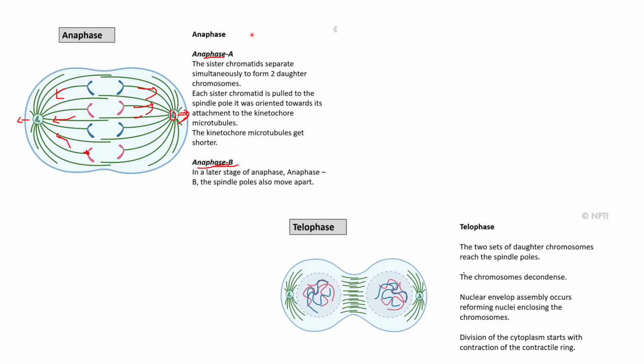And in the telophase, the daughter chromosomes reach the spindle pole, as you can see. The two daughter chromosomes are present separate from each other, and in between you can see the contractile ring, which is made up of actin and myosin protein, which helps in division of the cells. And the nuclear envelope, the nuclear membrane, starts to form again, and the chromosomes also get decondensed.